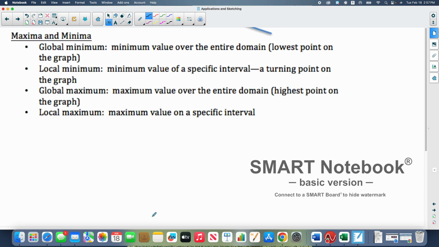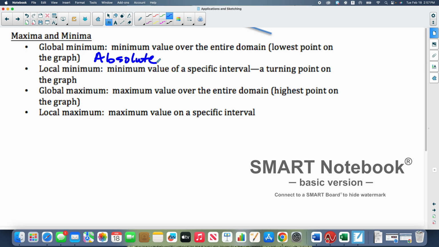We have minimums and maximums that we're wanting to find. Global, or a lot of times you'll hear that referred to as absolute. The global minimum or the global maximum is the highest most or lowest most point on the entire graph. Whatever the domain of the graph is, it's the highest or the lowest. So absolute, global, kind of interchangeable.